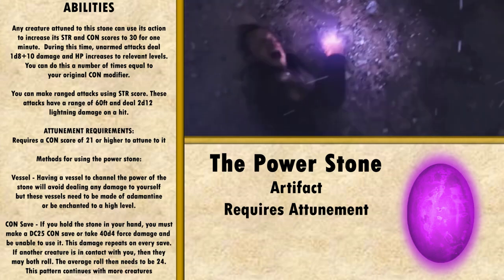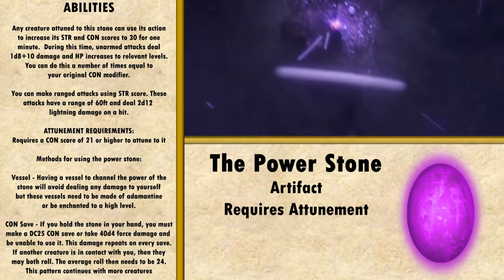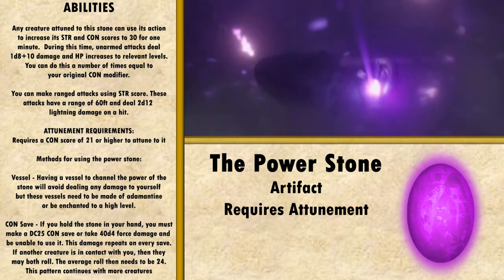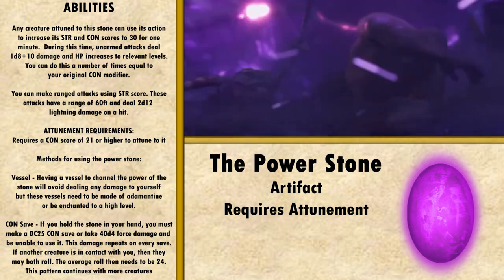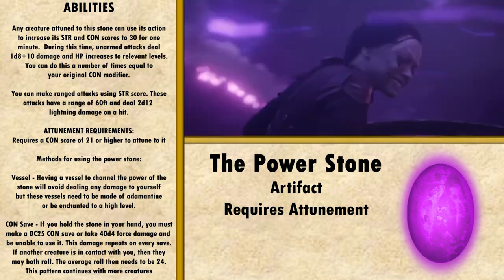25 Constitution saving throw or take 40d4 damage. This damage will repeat on each saving throw. You must succeed the saving throw though, in order to keep hold of the stone and use it.